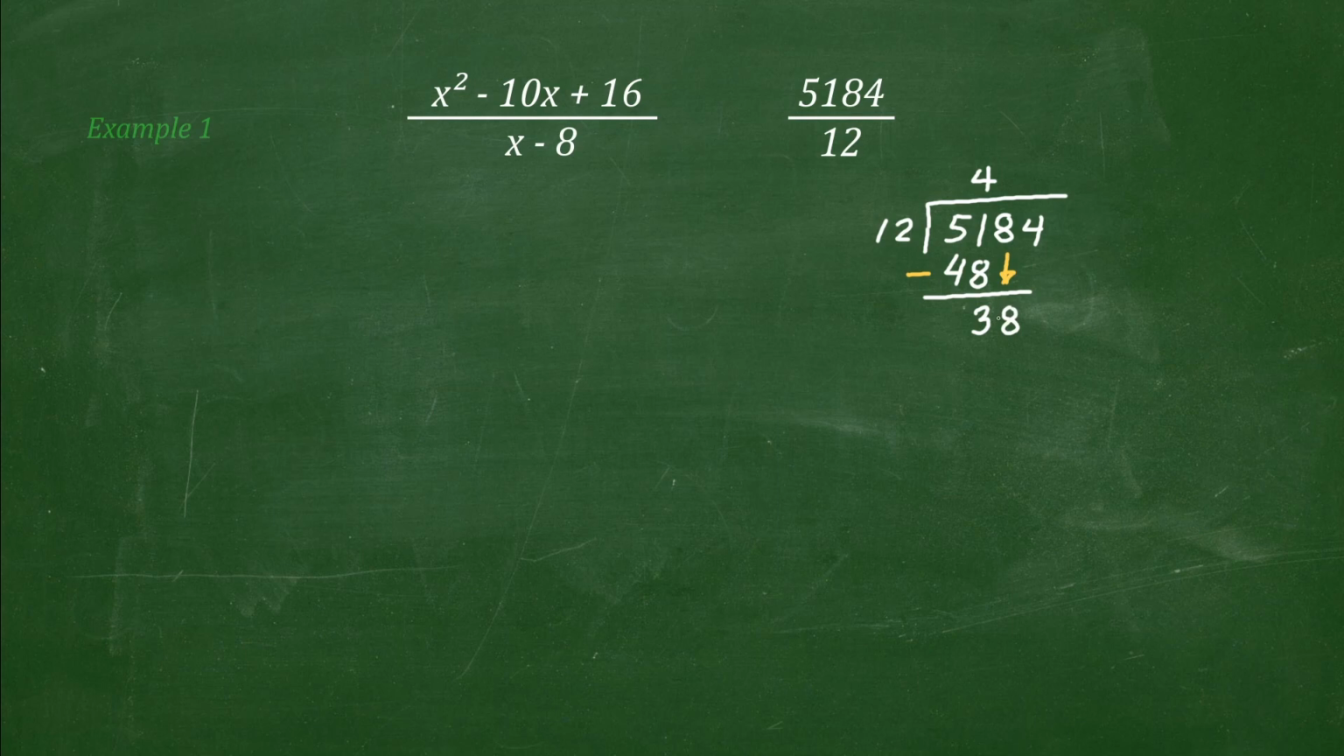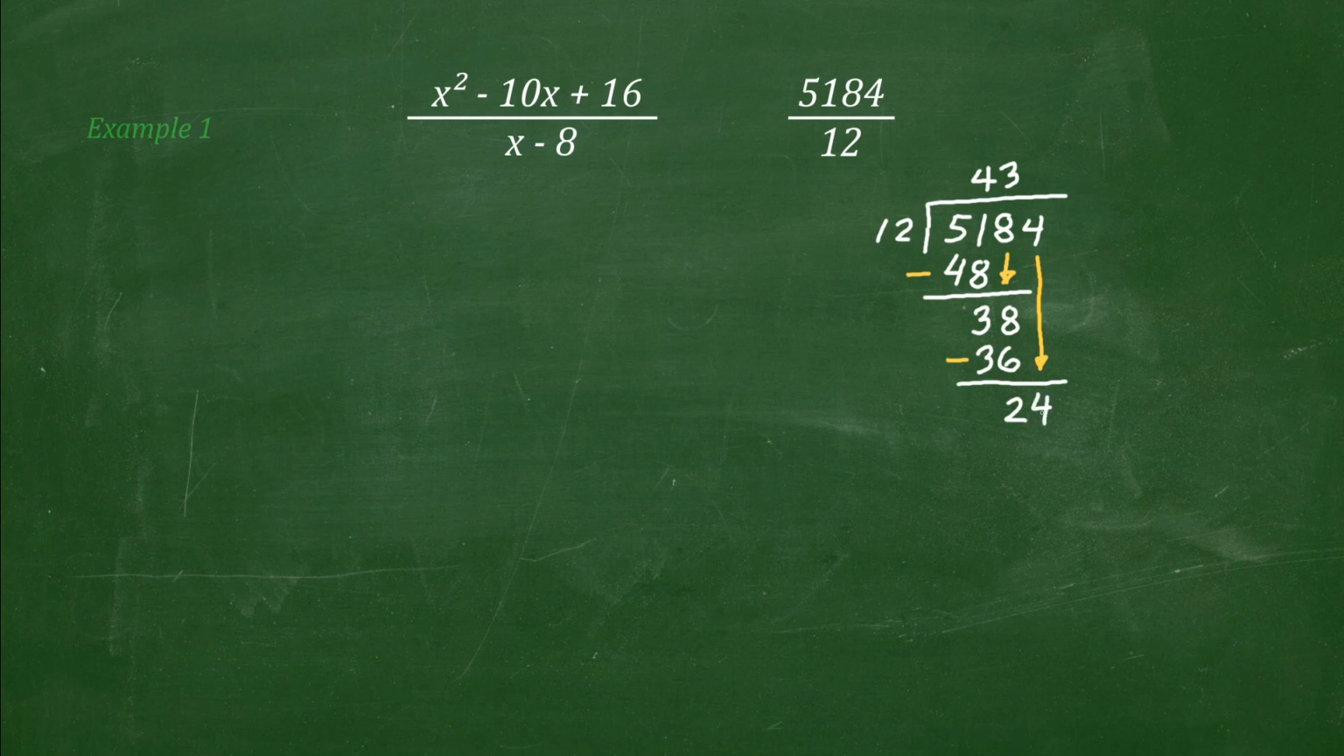Then we do the whole process again. 38 divided by 12, of course we know, is 3. Then multiply again. 3 times 12 is 36. And just like the previous iteration of the process, repeat. 38 minus 36 is equal to 2. Okay? And then again, you bring down 4. So, bring down 4.